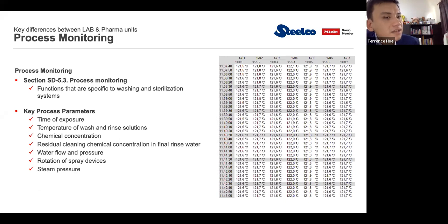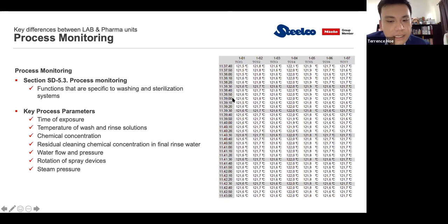So this pharmaceutical grade system has a function of process monitoring. It can monitor the whole process and record it down, and keep it as data. This data can be transferred out or printed out as a report. For example, over here you can see there are 7 thermocouples: 1, 2, 3, 4, 5, 6, 7.